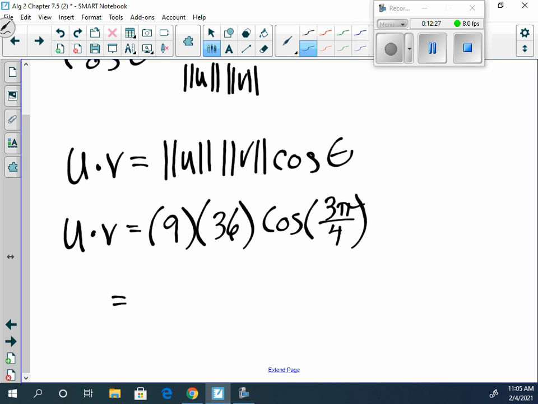Well, we're just multiplying 9 times 36 times cosine of 3 pi over 4. It's just going to be whatever the value is. So that is the correct answer. .103.